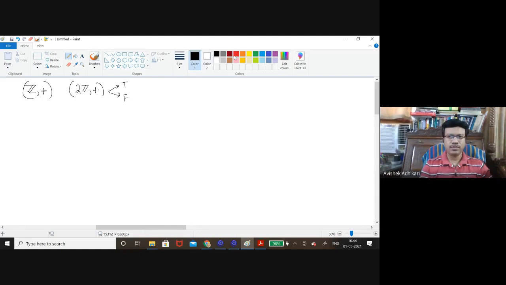2Z plus dot? Consider any two even numbers. If you add them up, that will always be an even number, right? So closure property is satisfied. So if you have 2a plus 2b plus 2c and 2a plus 2b plus 2c, then you can interchange the brackets, no problem.